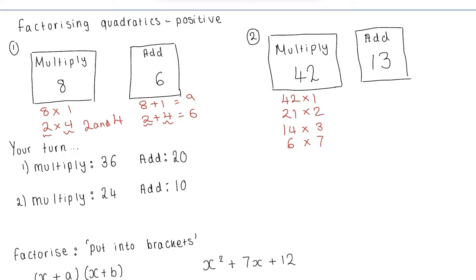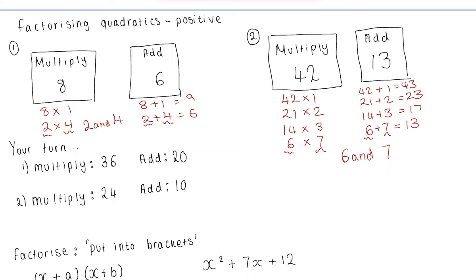Now, just like the previous one, let's have a go at adding them together. So 42 add 1, 21 add 2, 14 add 3, and 6 add 7. Let's add these together. So that would give me 17. This here would give me 13. So you can see, again, here, 6 times 7 gives me 42. But when I add them together, it gives me 13. So two numbers that multiply together to give me 42, but add together to give me 13 are 6 and 7.